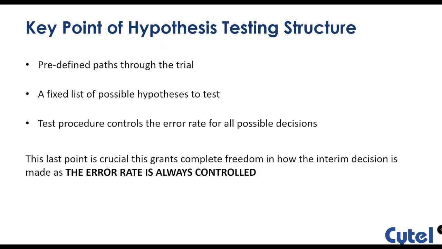Okay, that's it for the more technical part of the talk, but just to run through the key points in terms of the things that you need to consider. So we have predefined pathways through the trial, and this is critical because it gives us a fixed list of possible hypotheses that we might be interested in testing. This allows us to construct a test procedure that controls the error rate for all possible decisions, which is critical for what we'll go on to do next. Because what this means is that the error rate is always controlled no matter what decision we might make at the interim analysis. This means that we have a lot of freedom in terms of how we make that decision, and that's what we'll go on to talk about next.